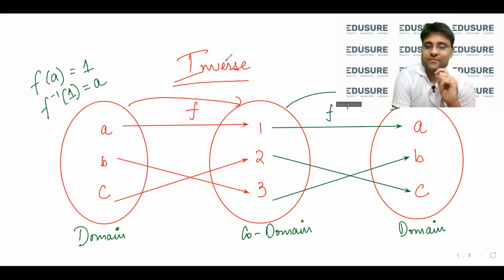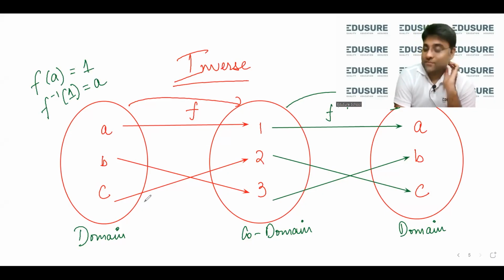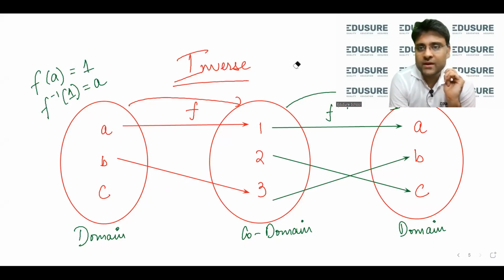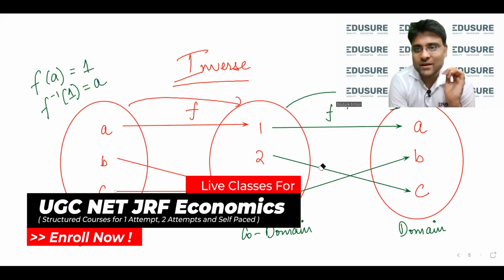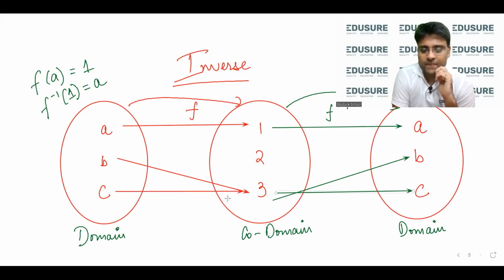Also, please notice that with the inverse of a function, I don't have any problem if it is a one-to-one function. The moment it becomes like this, what happens to the inverse? The inverse becomes like this. That is, B and C both going to 3. 3 will go to both B and C. So then this fails to be a function.